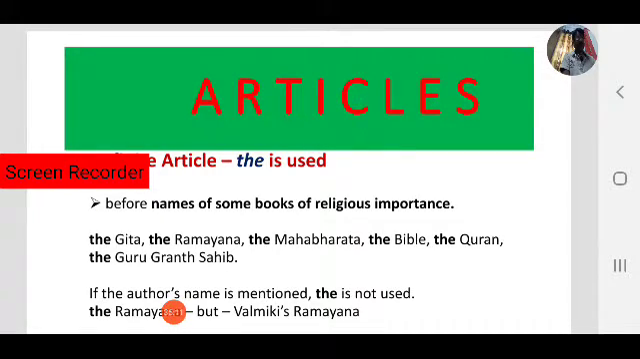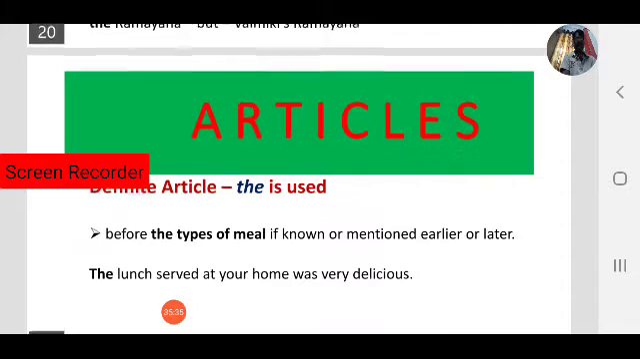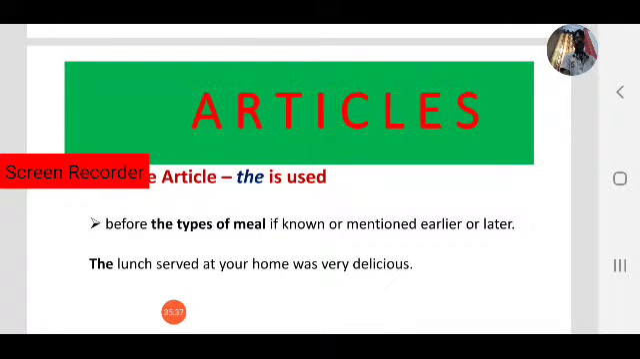The Mahabharata. Okay. If you want to use it with the author's name, who is the author of the Mahabharata? Yes, Vyasa, Veda Vyasa. Okay. The Mahabharata, and Vyasa's Mahabharata, not the Vyasa's Mahabharata. Okay, note it down.